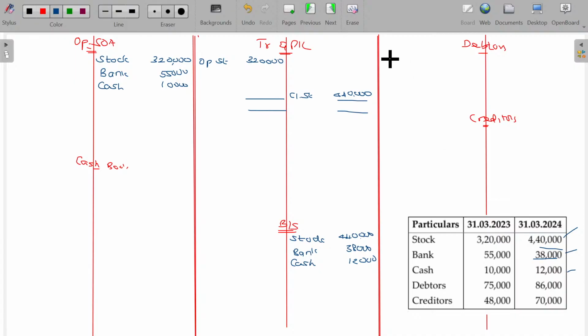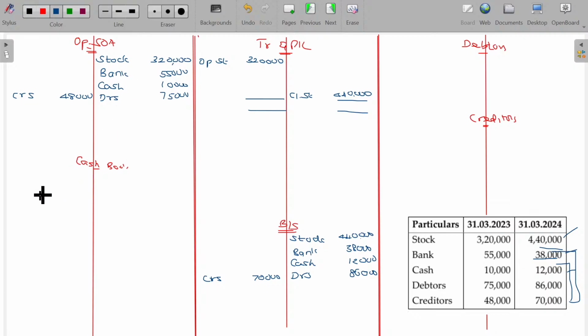Debtors in the beginning being 75,000 and closing debtors being 86,000. Creditors here 48,000 and closing creditors here 70,000 rupees. All these four items should be posted twice. Double entry.